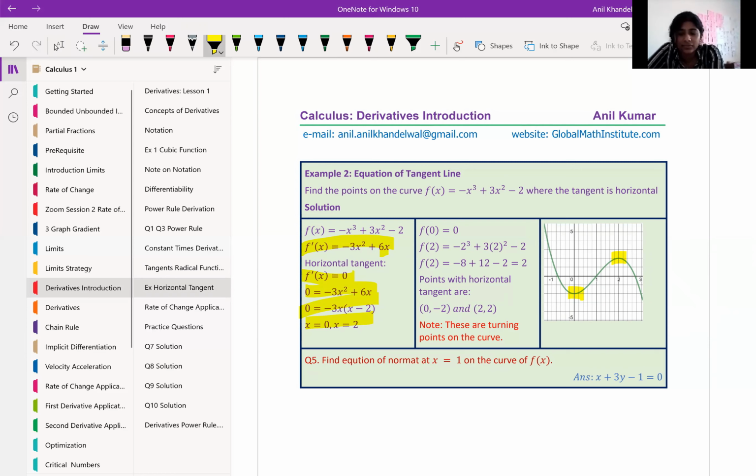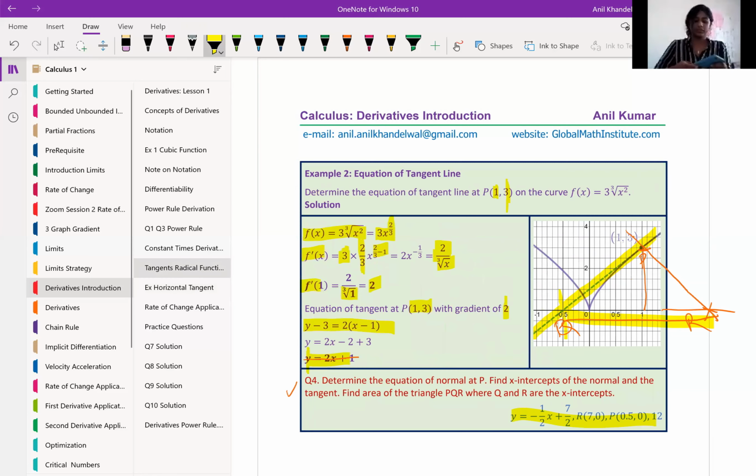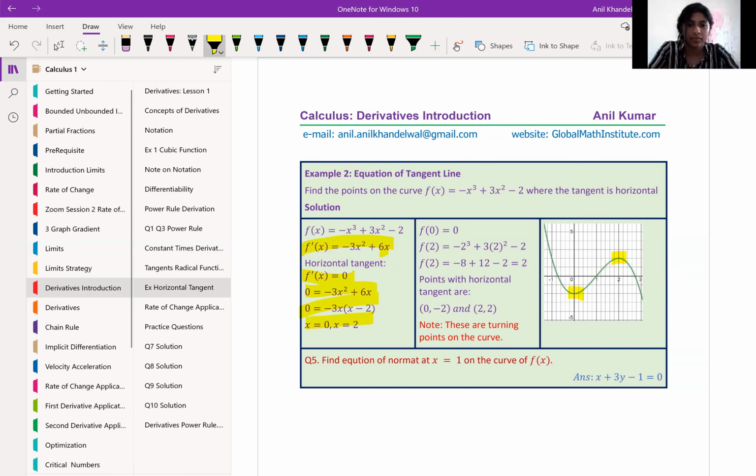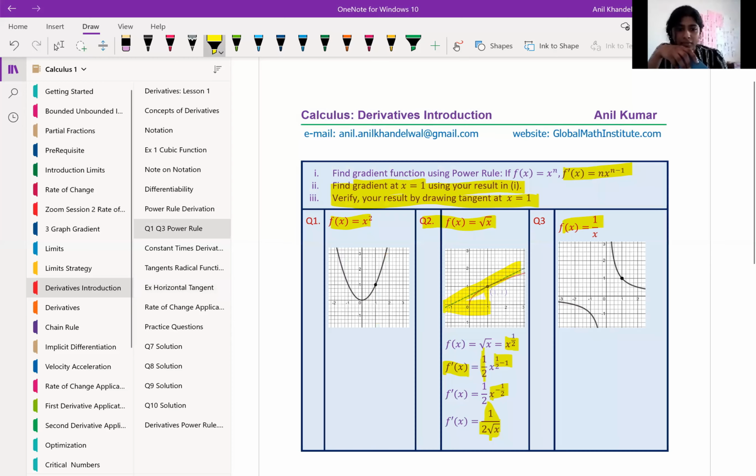Good. Question number 5, read it. This is for you again. Find the equation of the normal at x equals 1 on the curve of f of x. Correct. I'd like you to take a picture of this page and also the previous page with your cell phone. And that will be your homework. There are actually 10 questions for you. The next page is right there, so take this picture. And the very first page, also take this picture.